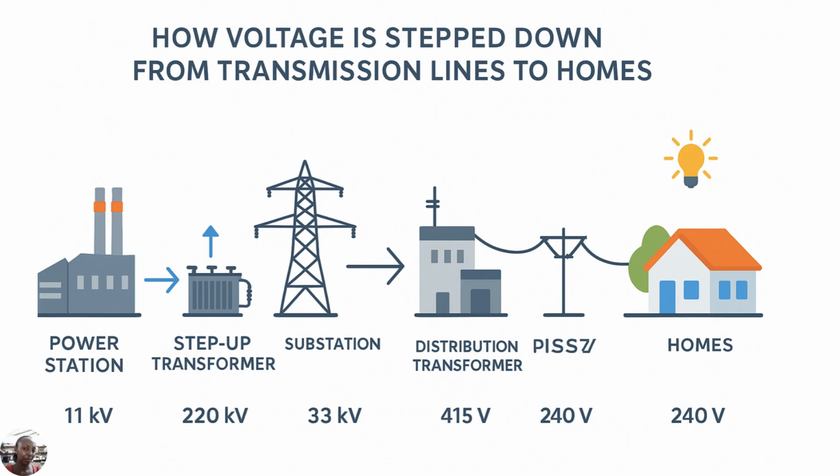Distribution transformers then reduce the voltage further to 415 volts. Finally, the voltage is stepped down to 240 volts, which is safely distributed for domestic use in homes.